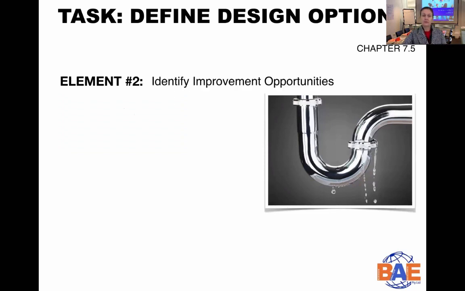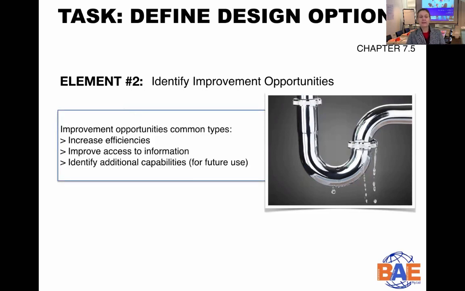Now, element 2 is about identifying improvement opportunities. When we start working as business analysts, there are typically 3 different types of improvement opportunities. The first is where we find inefficiencies that we would like to try and increase the efficiencies. So we will do a lot of work in trying to optimize things. Or some of the other types of work that we'll do would be around improving access to more information.